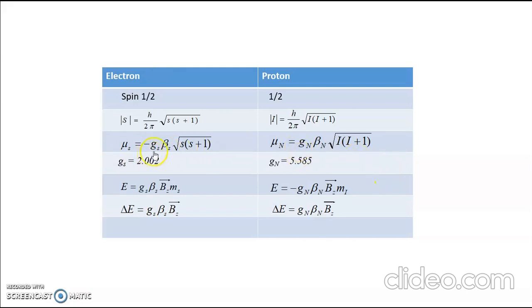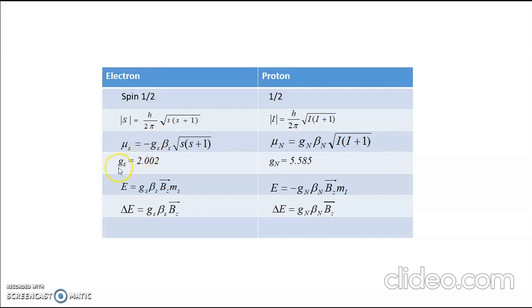Here mu n equals, and you can see there is a negative sign in one case and a positive sign in the other. For the proton, the nuclear magnetic moment and the charge of the proton are in the same direction, so there is no need for a negative sign. But for the electron, the charge and the magnetic moment are in opposite directions, so we give a negative sign. This is the only difference.